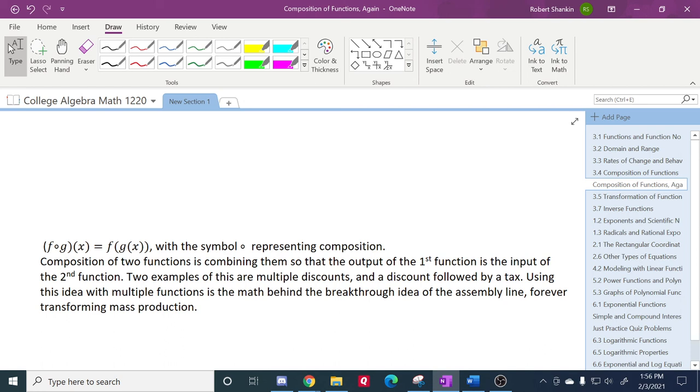is the math behind the breakthrough idea of the assembly line, which forever transformed mass production. Does anybody know who came up with the idea of the assembly line and put it into use in a huge way? Where did that first happen? Something McFord. Ford. Henry Ford, with the car that they made, the Model T.